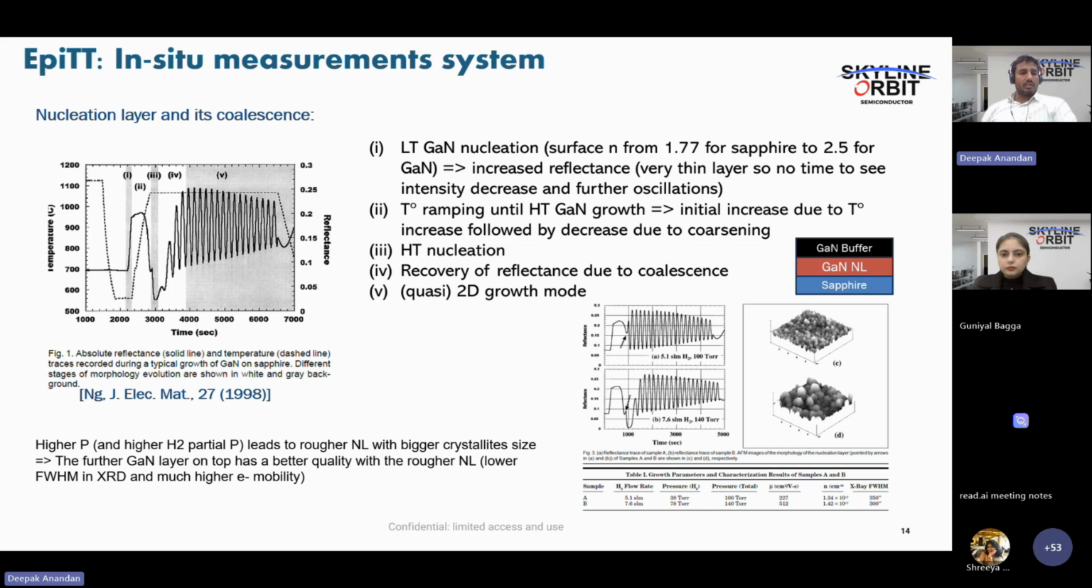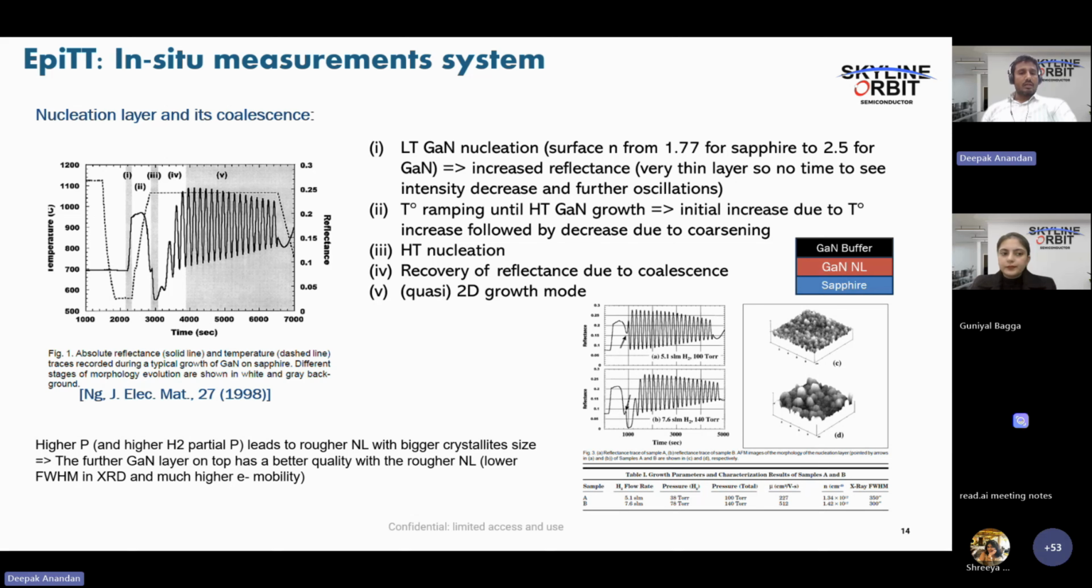So during that elevation, the low temperature gallium nitride will start to form a crystalline structure. It collides and it will form the islands. Once it starts to form the islands, the reflectance of the APTT will start to decrease. And after the third step, you need to start supplying the gallium and nitrogen together in order to start the high temperature nucleation, high temperature buffer growth.